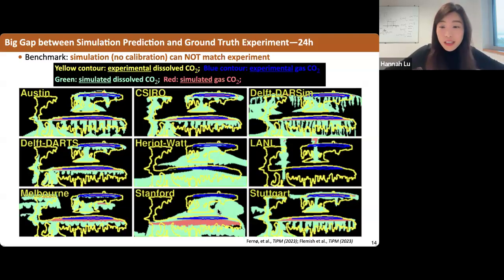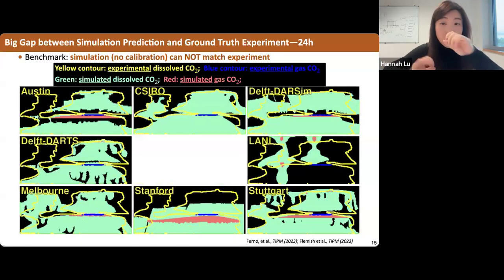But you can obviously see the big gap between the ground truth experiments with our best simulators in the world. And especially for several teams, we can see that this vertical plume is very challenging, and that's because of the existing faults there. There will be a plume escape from the faults over there, and several teams cannot capture that. And for longer time, this is 120 hours, it's getting worse.